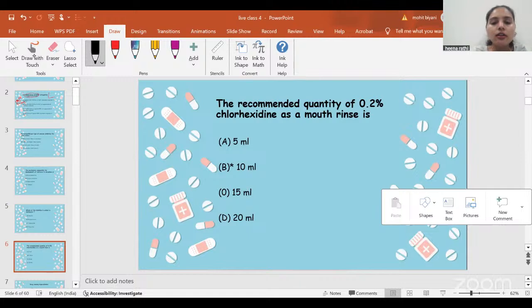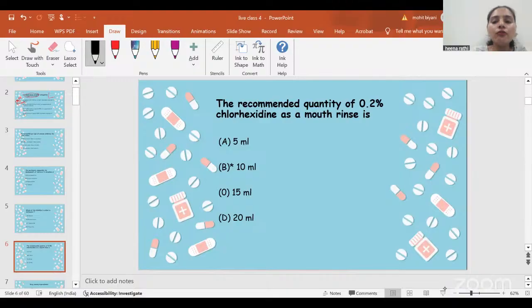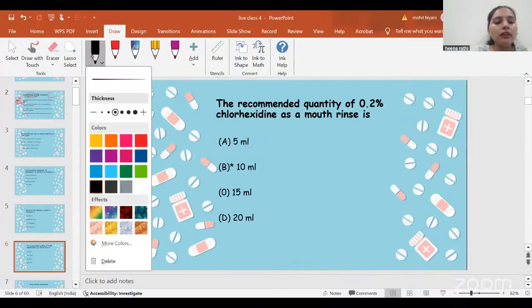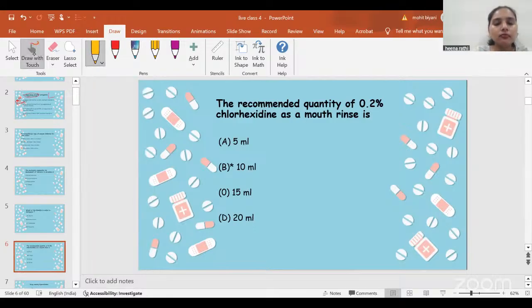Next question. The next question is asking about the recommended dose or quantity of 0.2% chlorhexidine as a mouthwash. What is the recommended quantity of chlorhexidine mouthwash? 10 to 15 ml of chlorhexidine is recommended for the action.